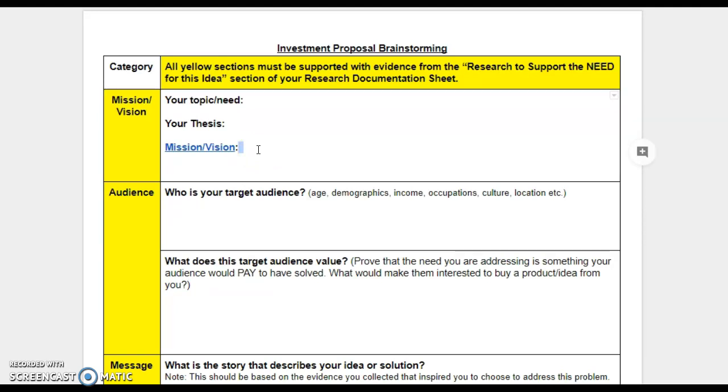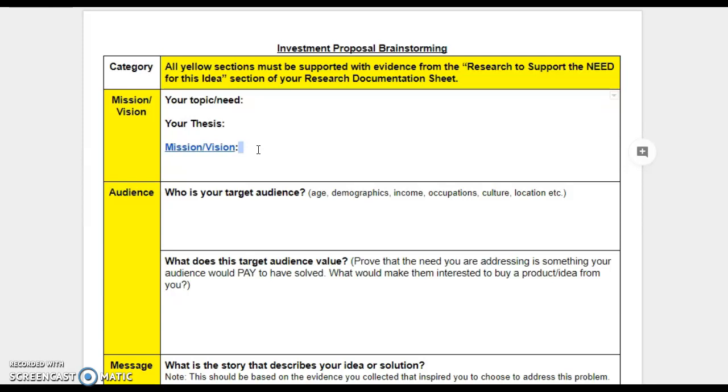The last thing that you need to do in this section is write your mission or your vision. This is your big picture. This is your dream. What is it that you are going to attempt to change? What are you trying to do? How are you trying to help people? You need to make sure that you are clearly citing evidence in this section, because this is where you start to prove why this is actually a need.